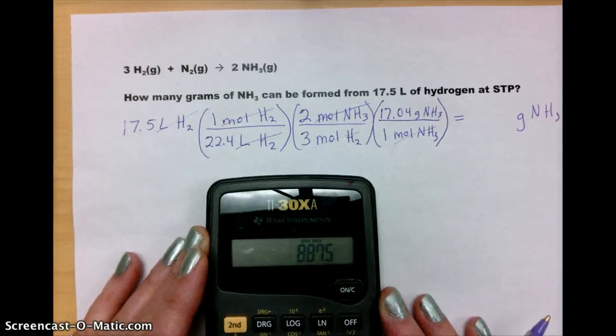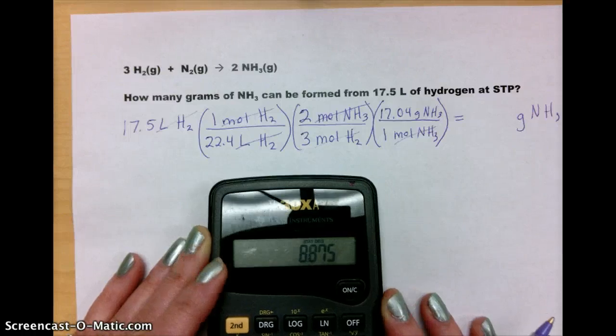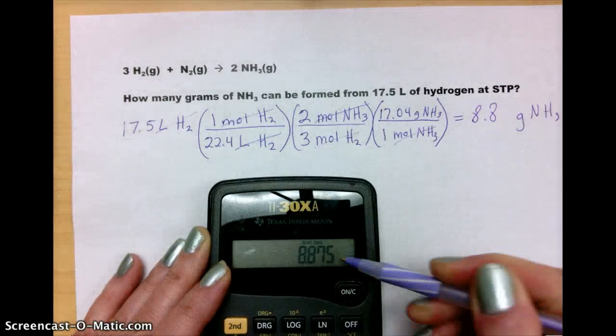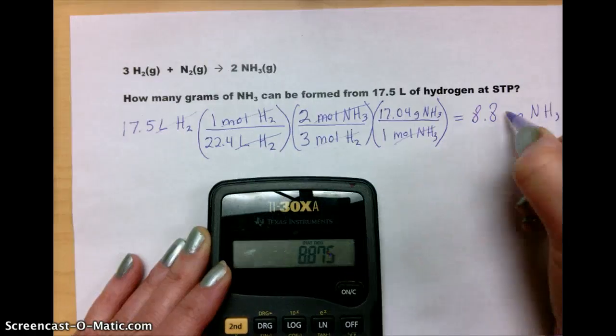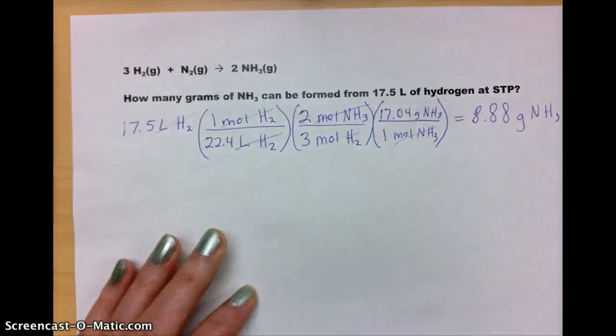I started with 3. 22.4 contains 3. Mole ratio is exact. 17.04 contains 4, but I go with the least, which is 3. So I need to round this to 8.8, and that 5 rounds the 7 up to an 8 as well, and I end up with 8.88 grams.